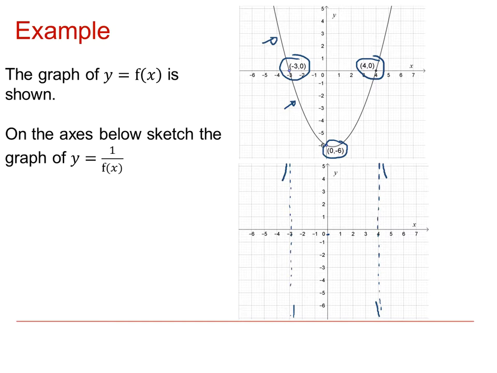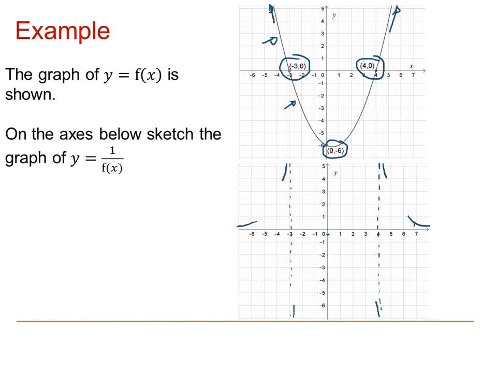What happens as x gets larger? Well, we can see here that as x is getting large and positive, then f of x is getting large. So 1 over it must be coming down towards 0, asymptotic to the x-axis. At the other end, the same thing is happening. As x gets large and negative, f of x is getting larger and larger, so 1 over f of x must be getting smaller, and it's approaching the x-axis from above.